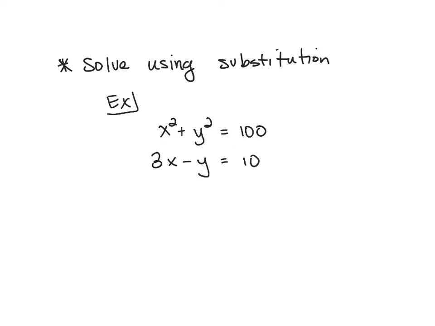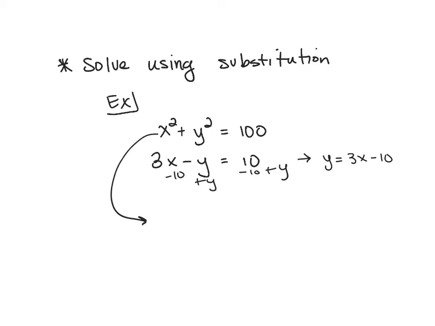So with the substitution method, what we're going to want to do is with this linear function here, solve for one of the variables. Now I would solve for y, getting y by itself because it has a coefficient of 1. So to do that, I would add y to the other side and subtract 10 over here, giving us y equals 3x minus 10. Now, if this y equals 3x minus 10, this y here also equals 3x minus 10.